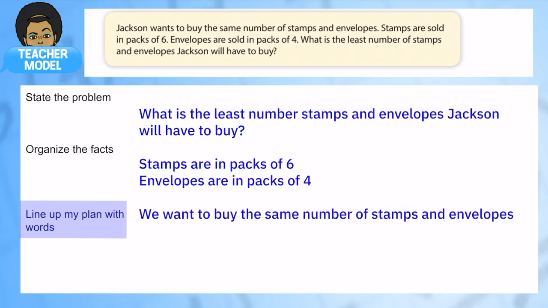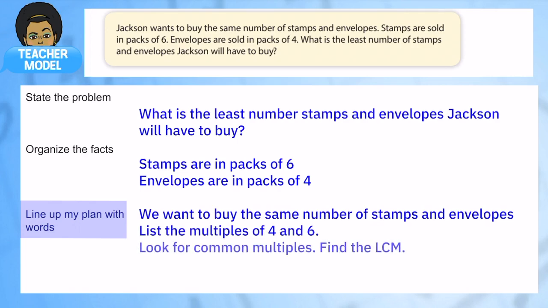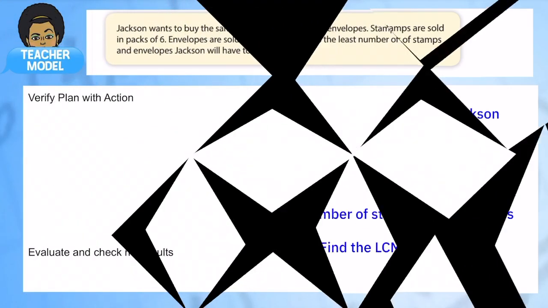Since I'm starting with 6 and 4, it's not like I'm taking one pack and breaking it into pieces. So I don't want fewer than 6 and 4. I'm going to have more than 6 and 4. So many multiples. So I'm going to list the multiples of 6 and 4, and I'm going to look for a common multiple of 6 and 4, otherwise known as the least common multiple. Let's see it in action.